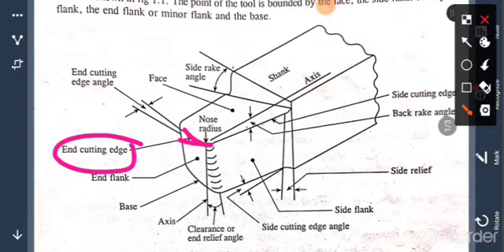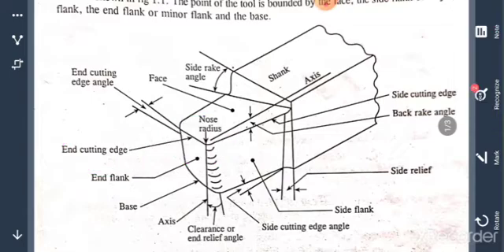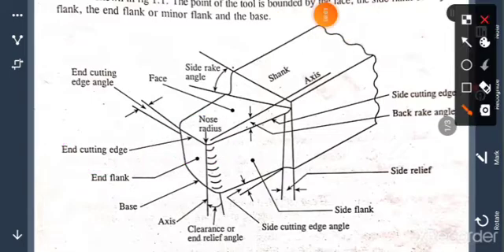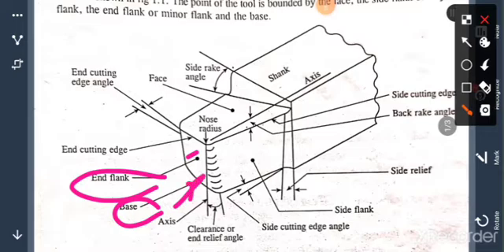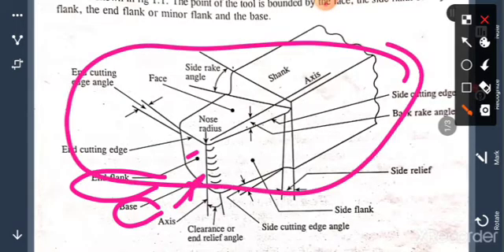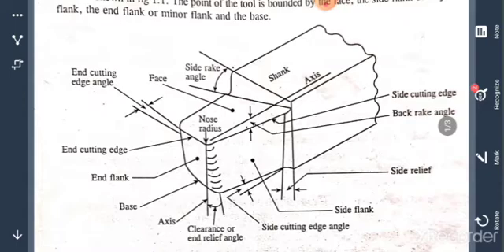So this portion will do the machining, a very important part: the end cutting edge. Then the end plank, this is called the end plank, and this is the base. So many terms are given here. At least you have to remember 5 to 7 terms, because in the exam you have to draw this.